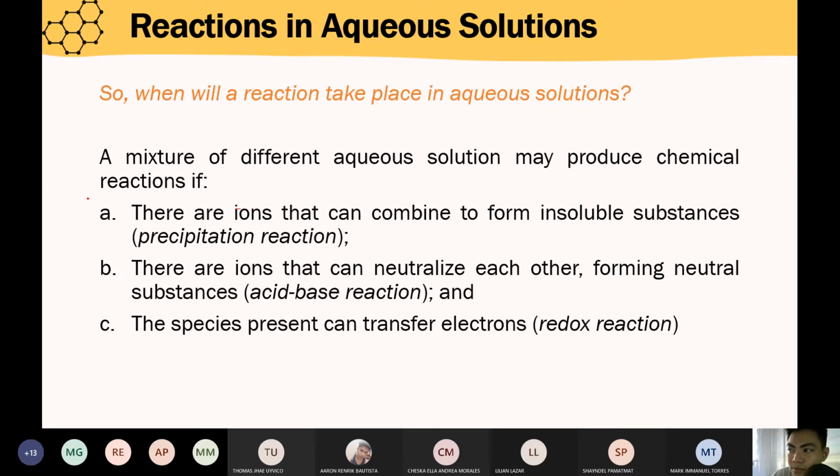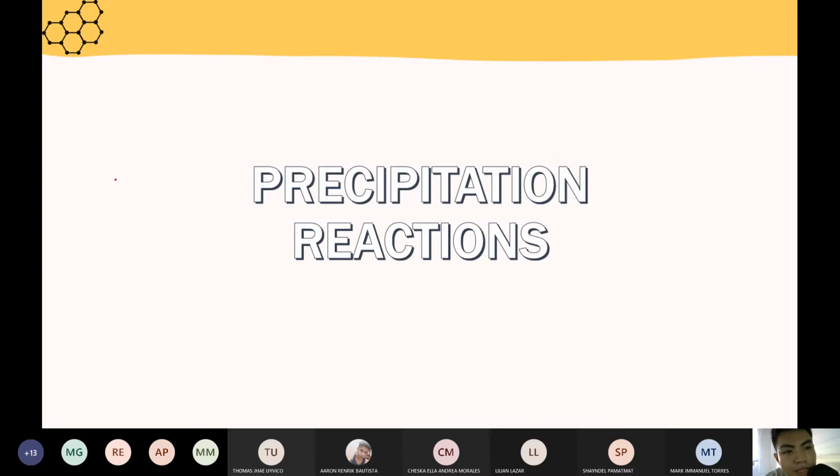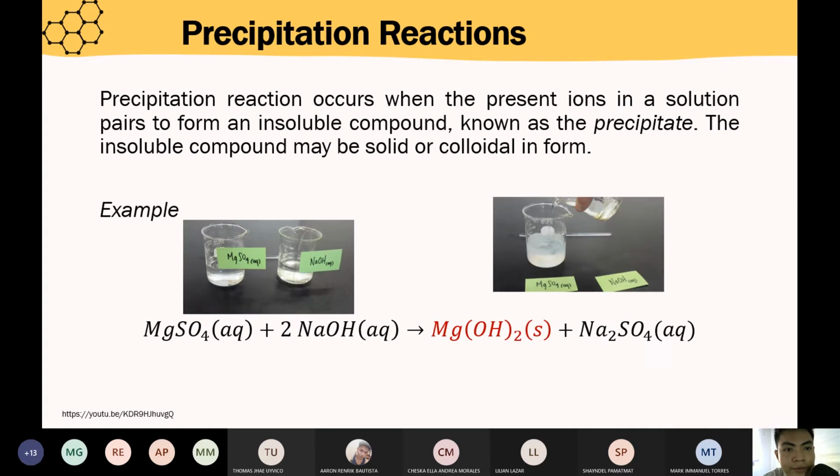Okay? So now, let's proceed with the first one. Okay? So itong dalawa, discuss natin to. And then this one, next meeting na. Okay? Kasi masyadong mahaba yun eh. So let's begin with the precipitation reaction. So, just as I said earlier, precipitation reactions are reactions in which insoluble products are formed. When we say insoluble product, edi hindi siya natutunaw sa tubig.